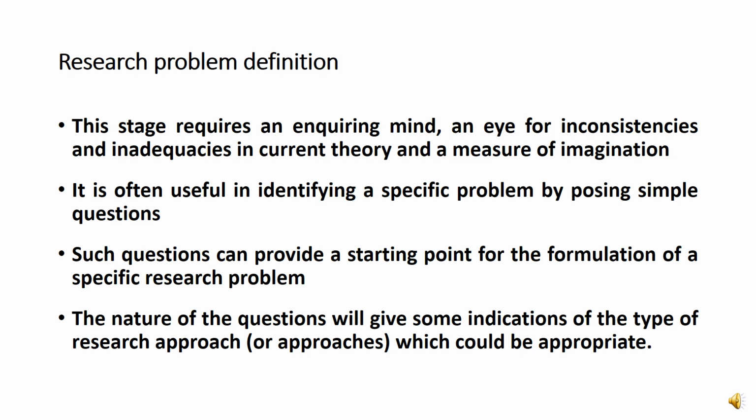After choosing the problem area and defining it, the next step is to define the research problem more closely so that it becomes a specific research problem with all the characteristics required. This stage requires an inquiring mind, an eye for inconsistencies and inadequacies in the current theory, and a measure of imagination. It is often useful in identifying a specific problem by posing simple questions. Such questions can provide a starting point for the formulation of a specific research problem.